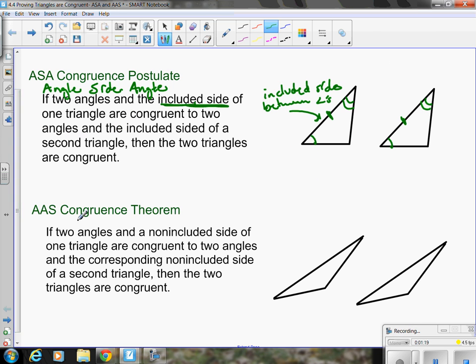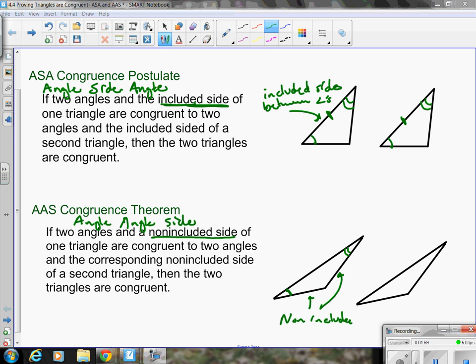And the last one is the angle angle side theorem. So here, the non-included side. If I have this angle and this angle, the non-included side, I'd have two choices, right? Here's the included side. These two are non-included. It's not directly between them. All right, so we'll be using these to show triangles are congruent.